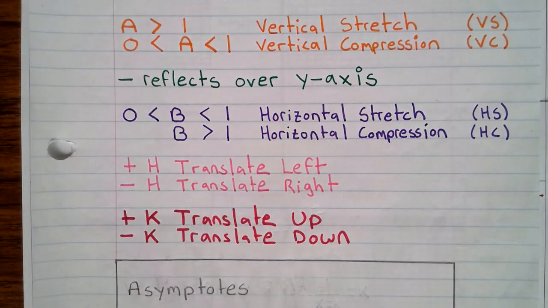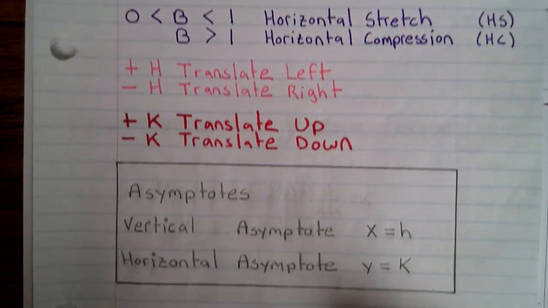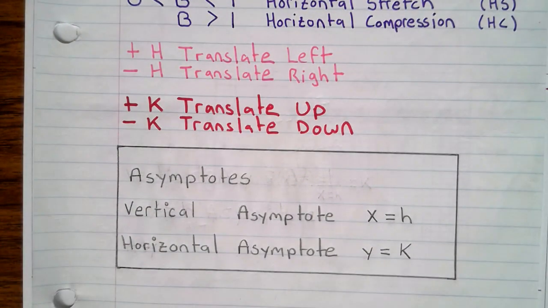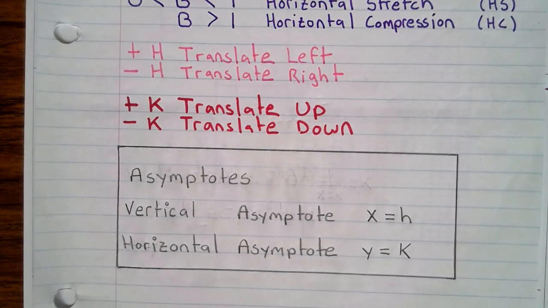When the negative reflects over the y-axis, it's in front of the b inside the parentheses. When b is greater than 0 but less than 1, it's a horizontal stretch. When b is greater than 1, it's a horizontal compression. When it's plus h, it translates left. Minus h, it translates right. Plus k translates up. Minus k translates down. The asymptotes are vertical asymptote x equals h and horizontal asymptote y equals k.